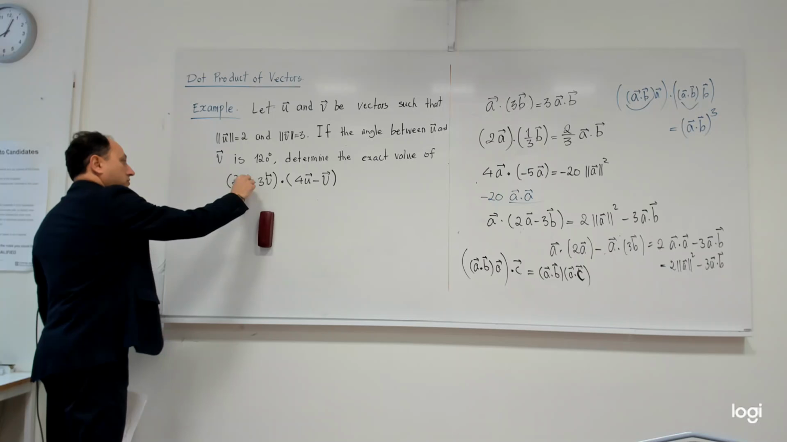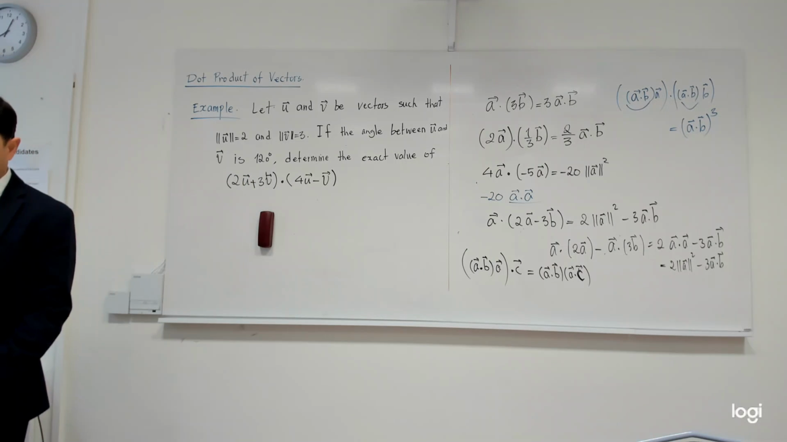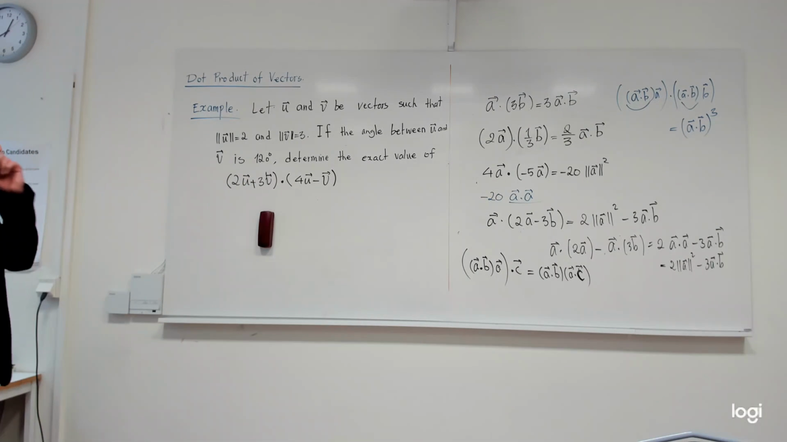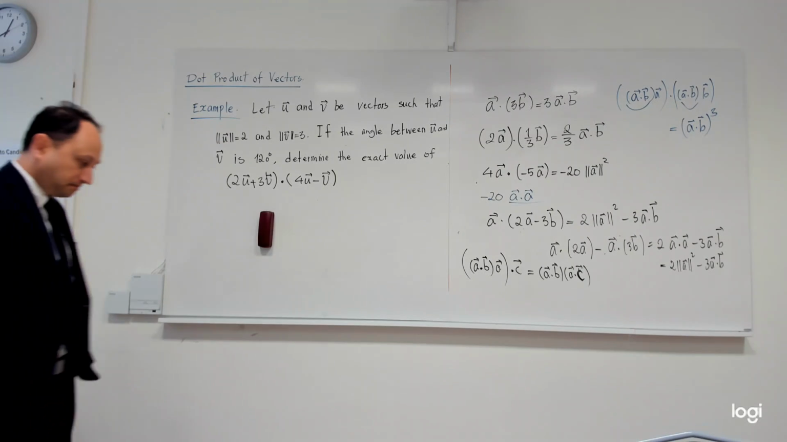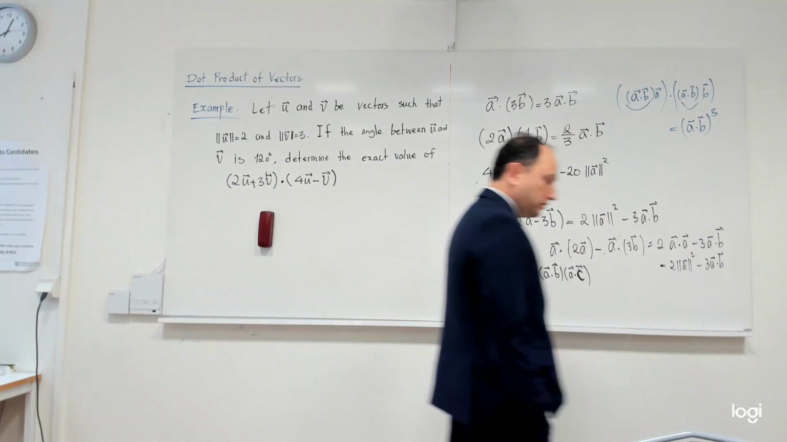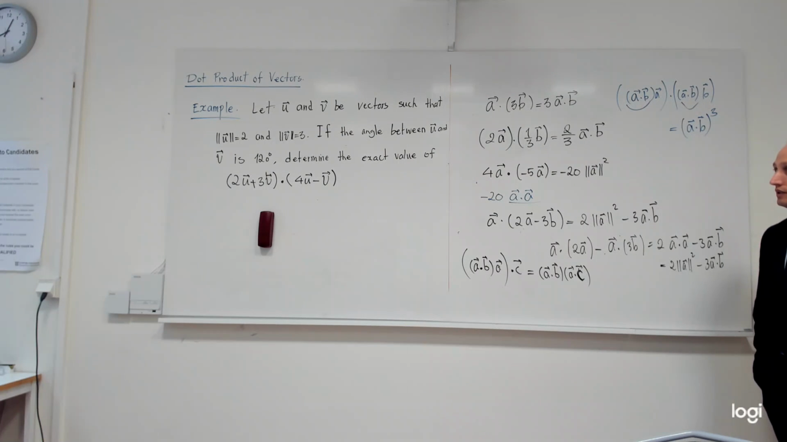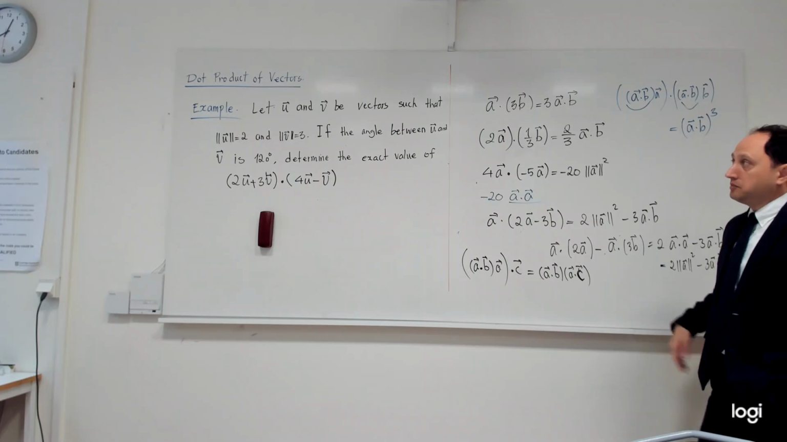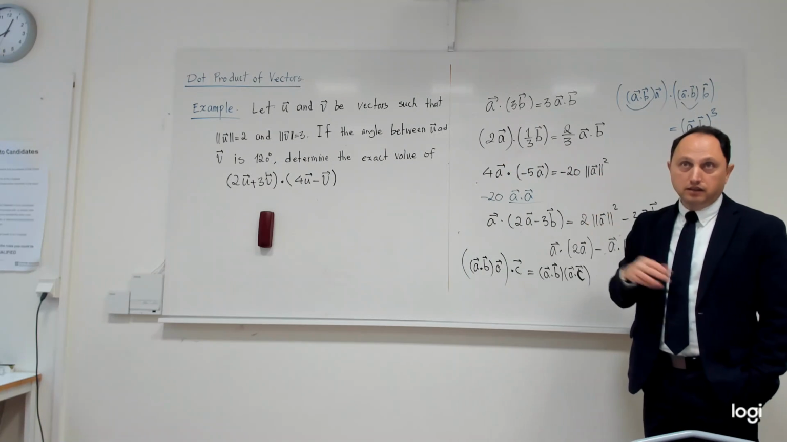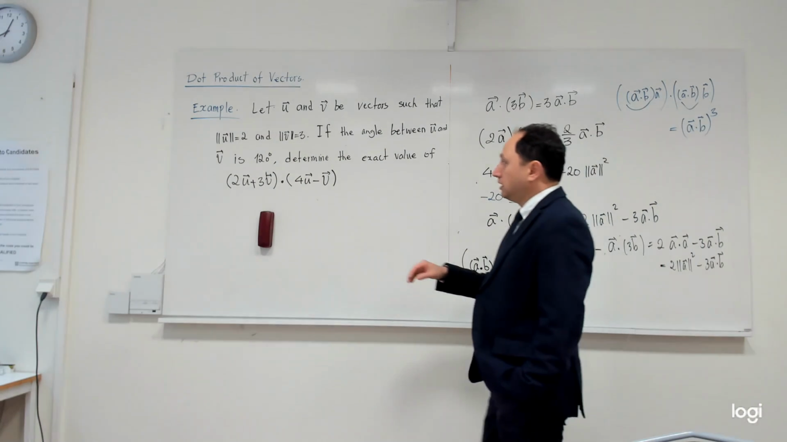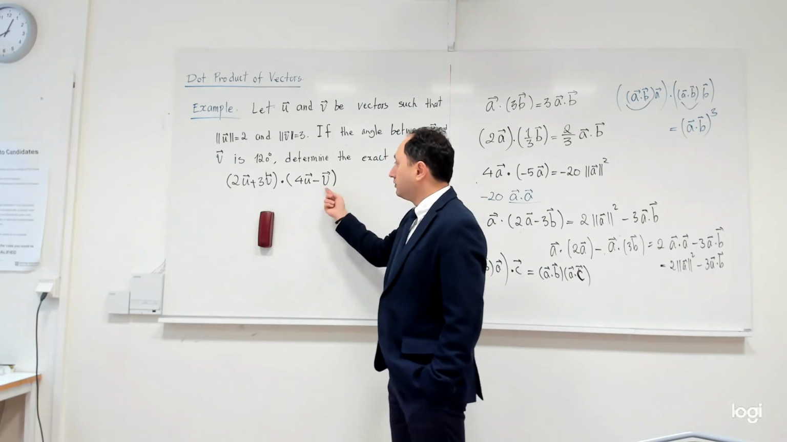Now let me make this one positive. It doesn't matter, of course. Okay. So I want to see how do you think about this problem. I have two vectors U and V. I have given you the norm of each vector, and I have given you the angle between U and V. But now I am asking you calculate the exact value of this dot product.